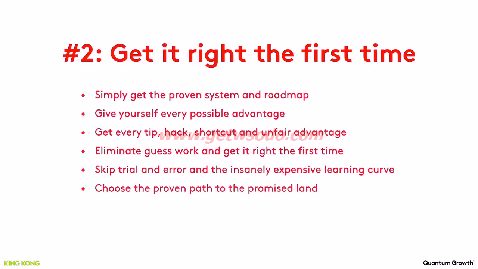Or two, you get it right the first time. Simply get the proven system and roadmap. Give yourself every possible advantage. Get every tip, hack, shortcut, and unfair advantage. Eliminate guesswork and get it right the first time. Skip trial and error and the insanely expensive learning curve. Choose the proven path to the promised land. So they're the two options we're giving them.